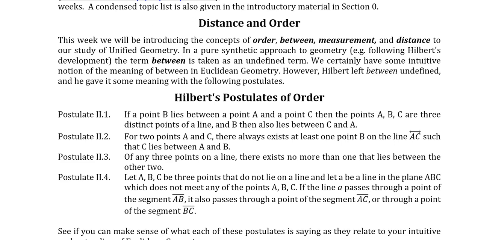Postulate 2.4: let A, B, and C be 3 points that do not lie on a line, and let a line be in the plane ABC, which does not meet any of the points A, B, and C. If the line passes through a point of the segment AB, it also passes through a point of line segment AC or through a point of the line segment BC.